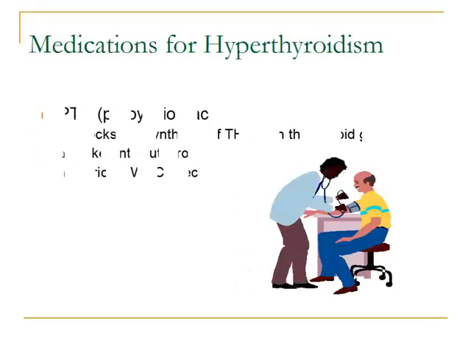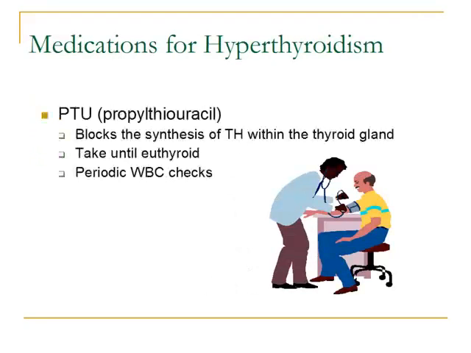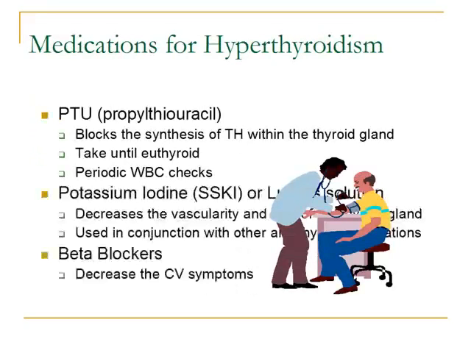Some medications typically used for patients that have hyperthyroid would include PTU, which is propylthiouracil. This actually blocks the synthesis of thyroid hormones within the thyroid gland. The patient will take it until they're euthyroid, which means their thyroid levels are back to a normal range.